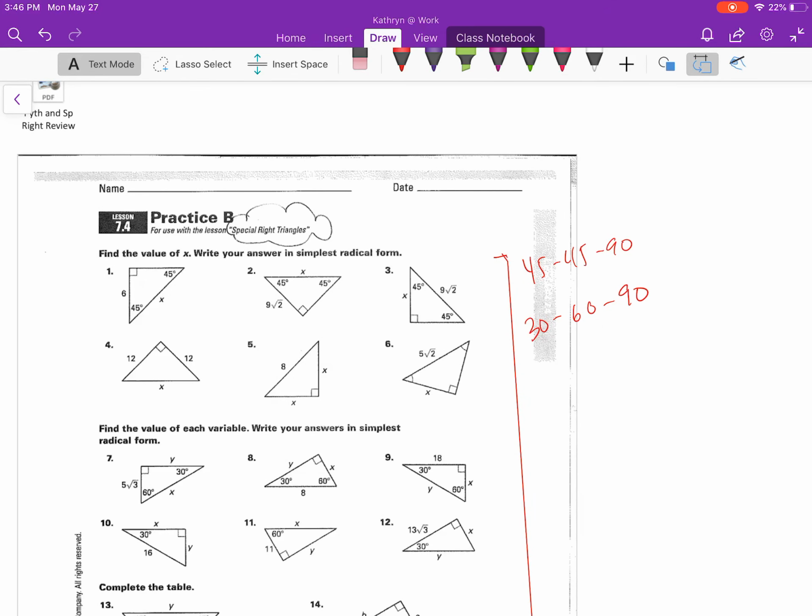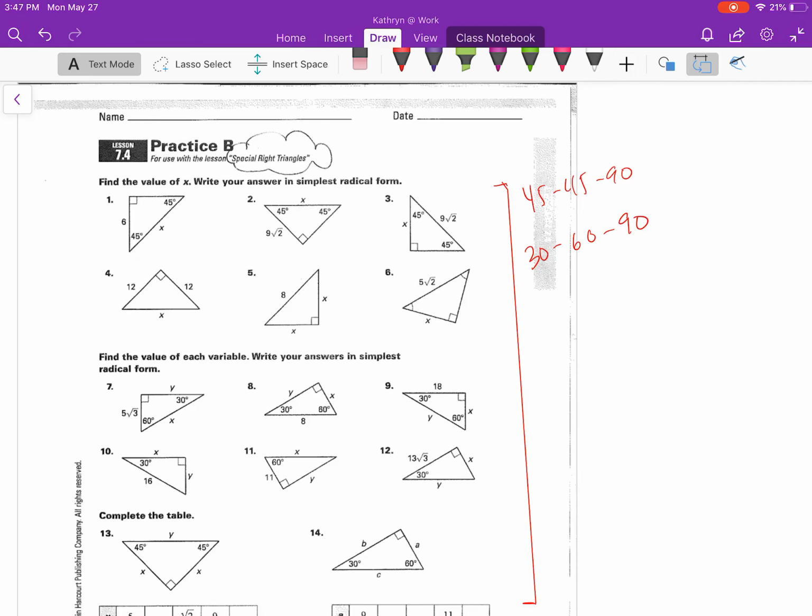Okay, Math Rockstars, let's take a look at the 45, 45, 90 problems on the front of our handout. They are, for the most part, problems 1 through 6. Clearly 1, 2, and 3 are 45, 45, 90, but so are 4, 5, and 6. 45, 45, 90 triangles are also isosceles right triangles. And these three problems here are isosceles, right?